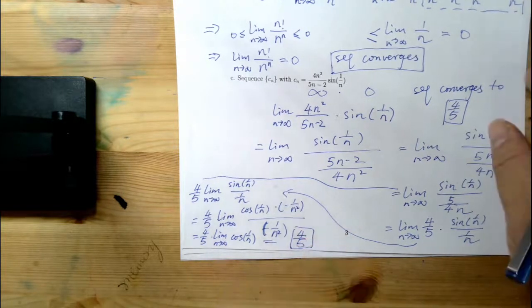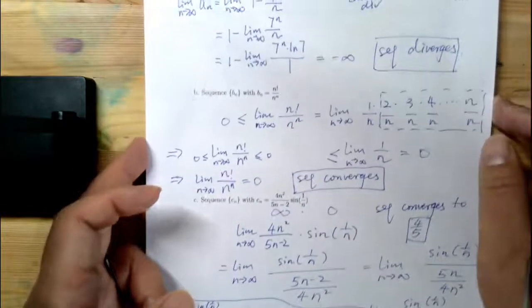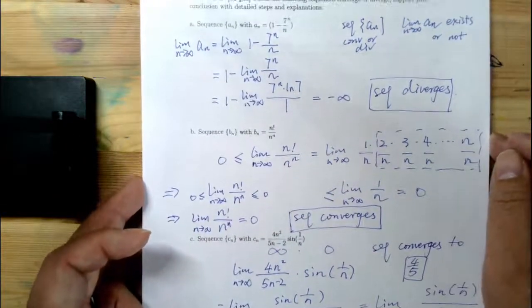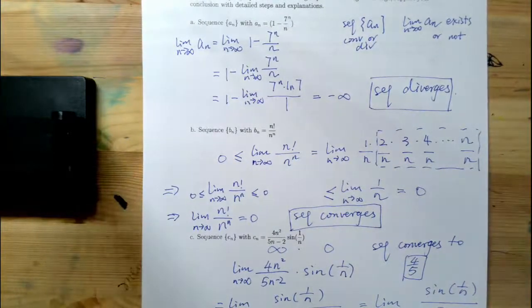So those are three sequence examples: the first, second, and third. Three very standard sequence examples. You know, L'Hopital's rule can be a game changer.